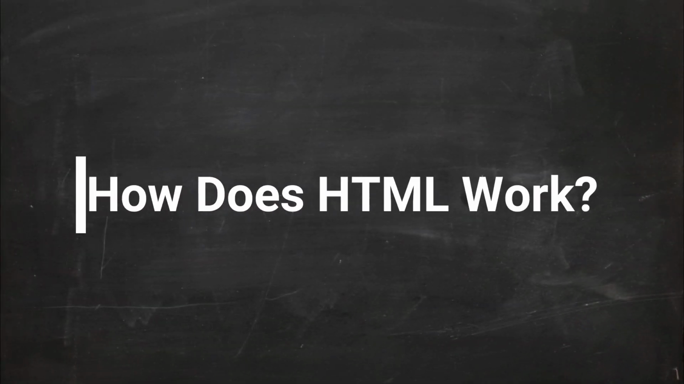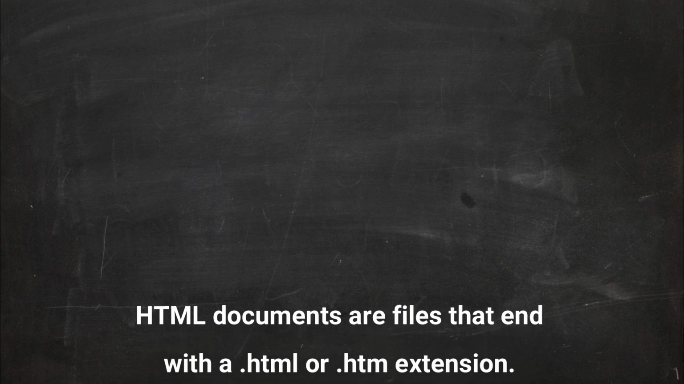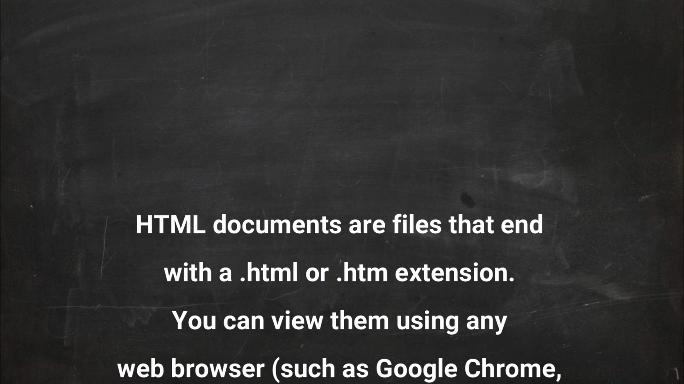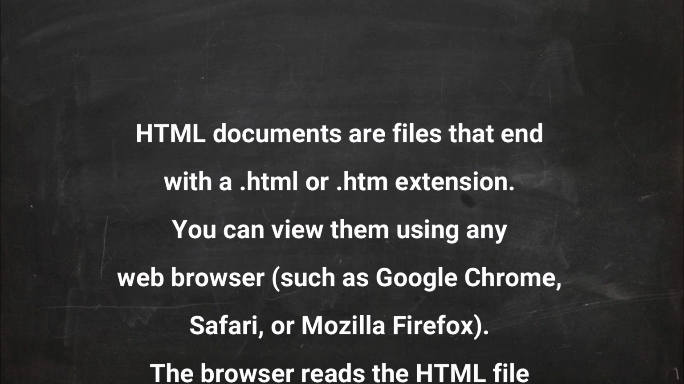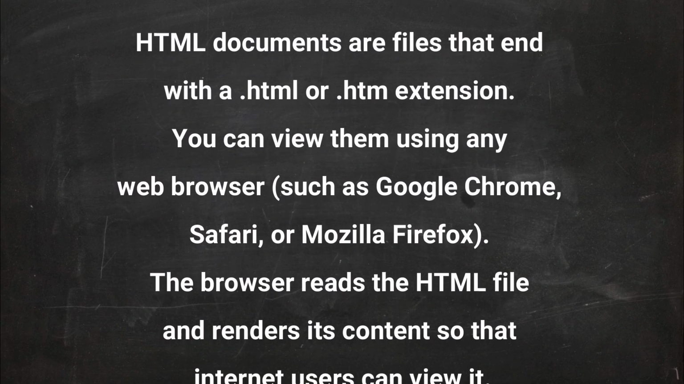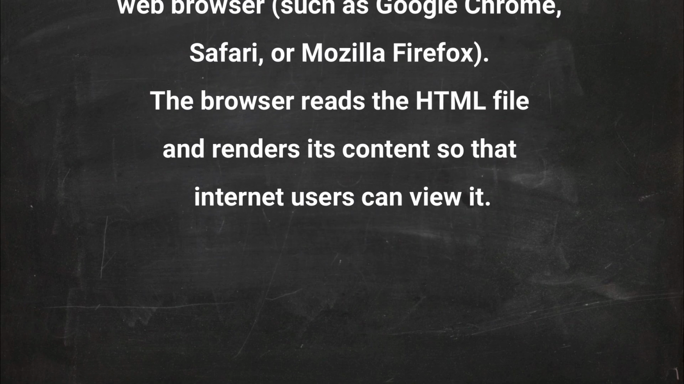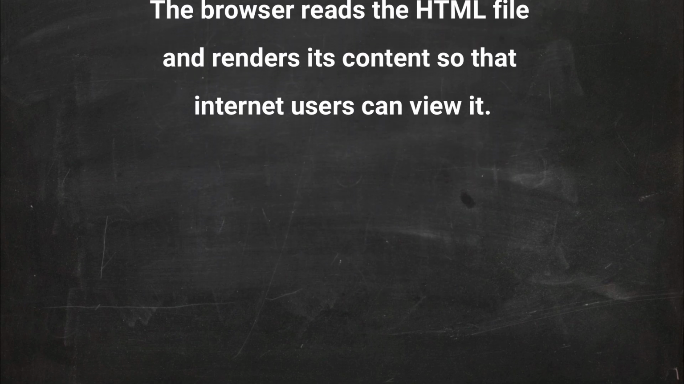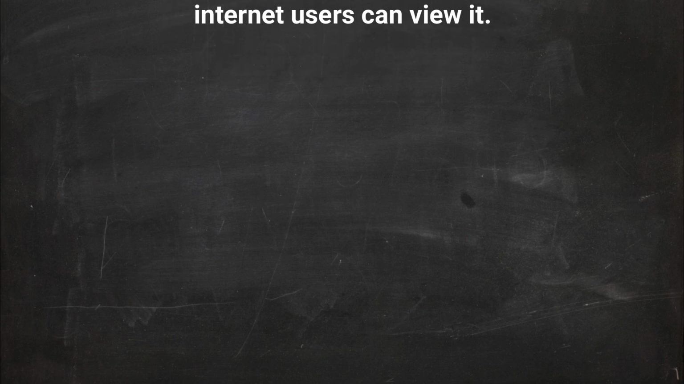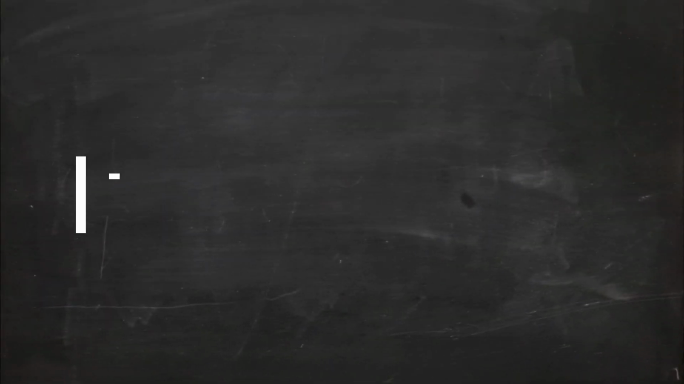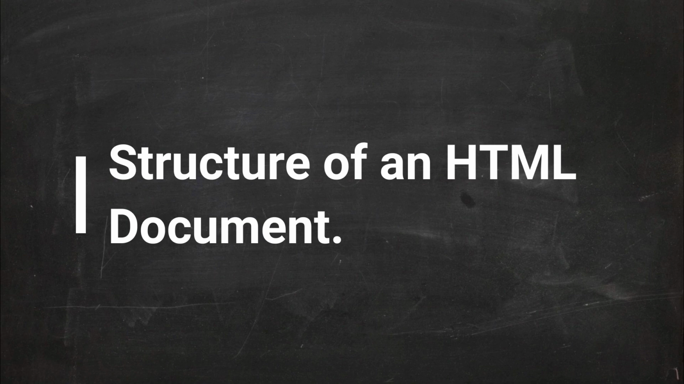How does HTML work? HTML documents are files that end with a .html or .htm extension. You can view them using a web browser such as Google Chrome, Mozilla Firefox, Internet Explorer, etc. The browser reads the HTML file and renders its content so that internet users can view it. HTML can be treated as the skeleton of a web page.